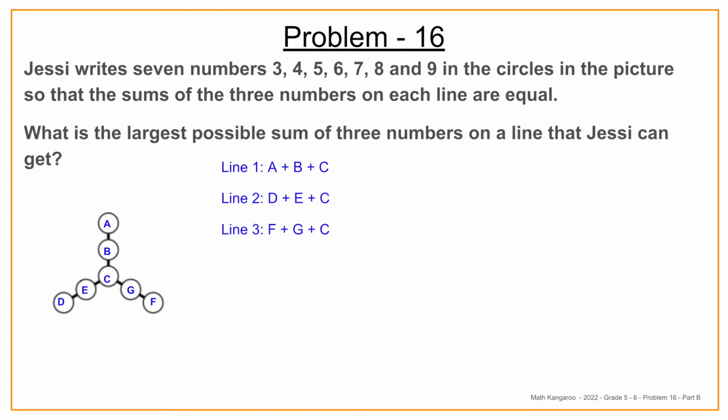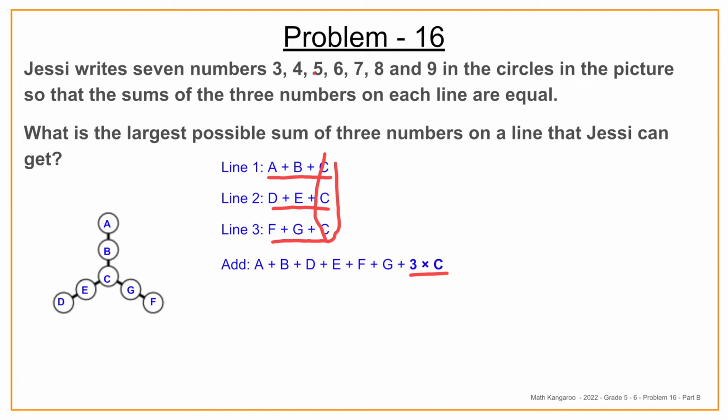Now if we add these numbers in 3 lines, we will get A plus B plus C, D plus E plus C, F plus G plus C. That means we will get 3C. So it will look like this. We add and we get 3C.